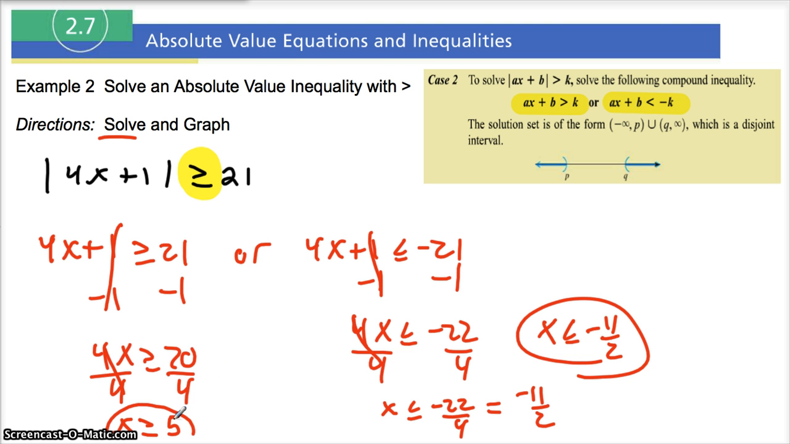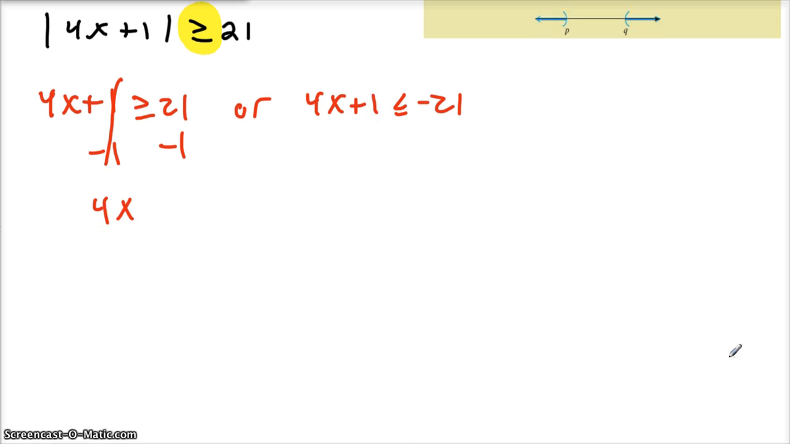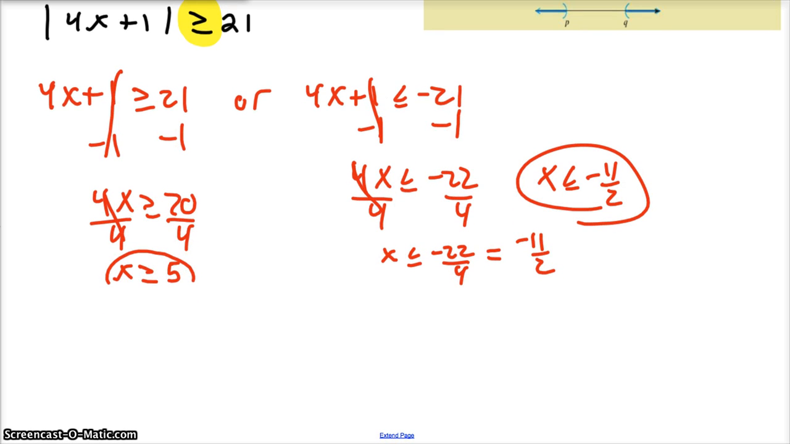So x is greater than or equal to 5, and x is less than or equal to negative 11 over 2. But now we need to graph this. So we're going to make a number line and graph this. Let's see here. We'll have negative 11 over 2, and we have 5.